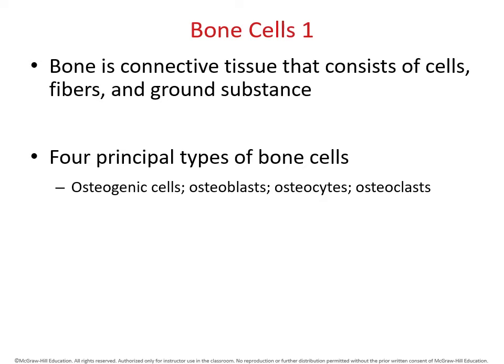Now, there are 4 cells that we're going to need to know, and these 4 cells will do all the building, remodeling, and breakdown of the bone. You can see them right here on your slide: we are going to have an osteogenic cell, an osteoblast cell, an osteocyte, and an osteoclast. The use of the osteo prefix indicates the fact that we're looking at a bone cell. So let's see how these four rely on each other and what difference they have from one to the other.